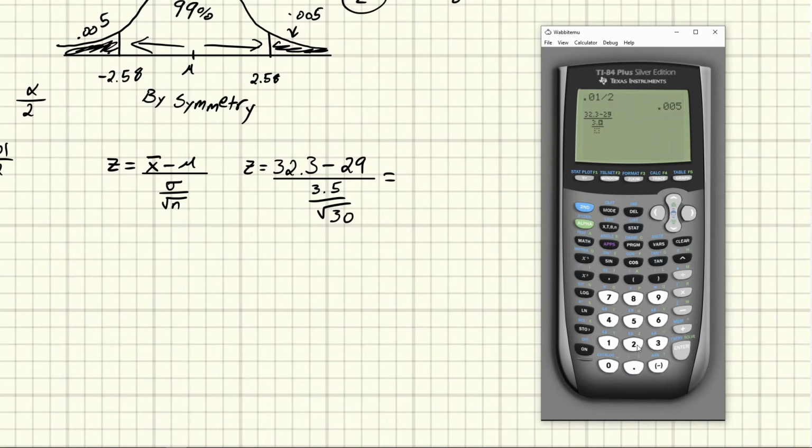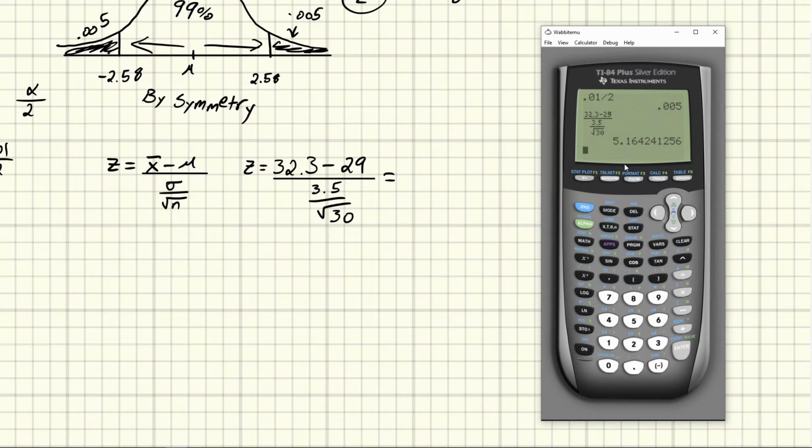And we have 3.5. And now we have a square root. Square root's right here in blue, over the squaring key. So we're going to hit the blue key and then the squaring key to get to the square root sign. And we're going to choose 30. And that is all you got to do. And we just hit enter.